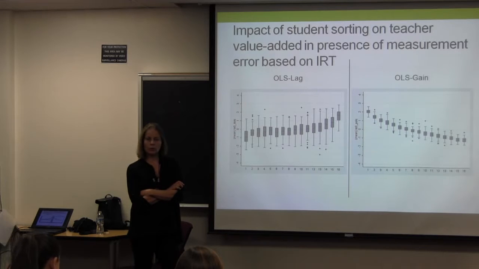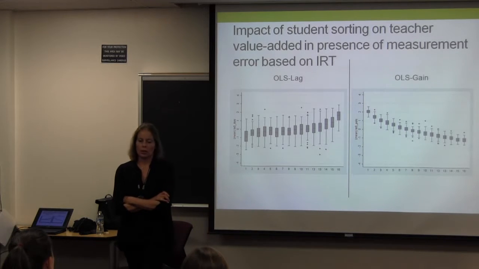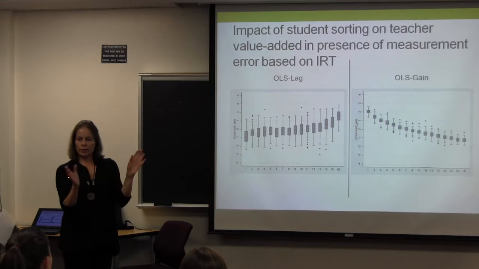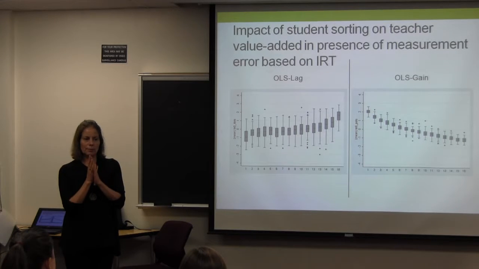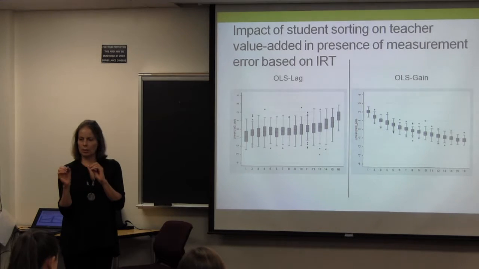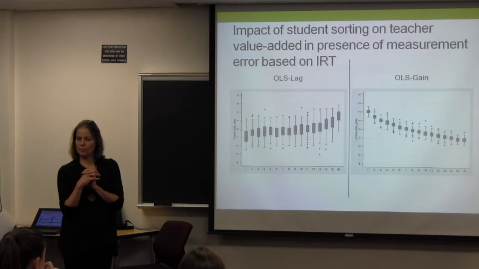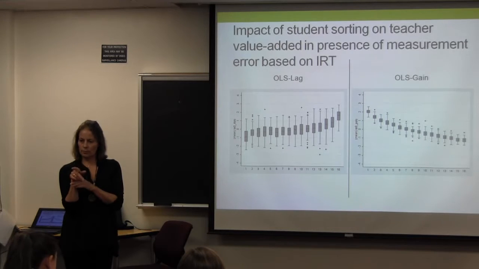And then of course, when you look at schools that don't do much sorting, all your value-added measures, the correlations amongst them come up very, very high. And when you look at schools that do sorting, the correlation amongst the value-added measures comes up lower.